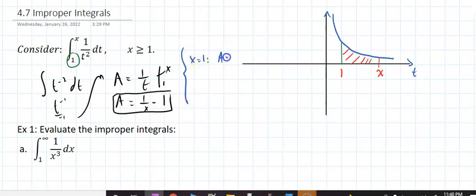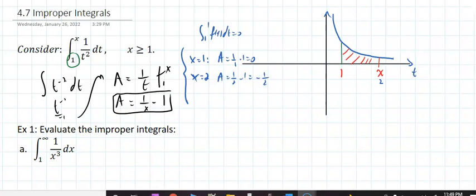Well, if I let x equal 1, I'll get the area to be 1 over 1 minus 1, which is 0, and that makes sense because the integral from 1 to 1 of any function is 0. If I let x equal 2, so if I stretch this to 2, then the area would be 1/2 minus 1, which is negative 1/2.